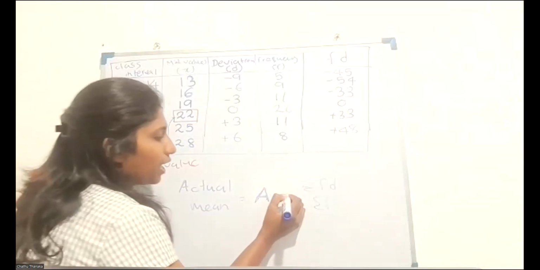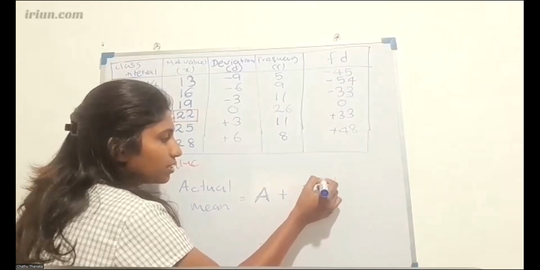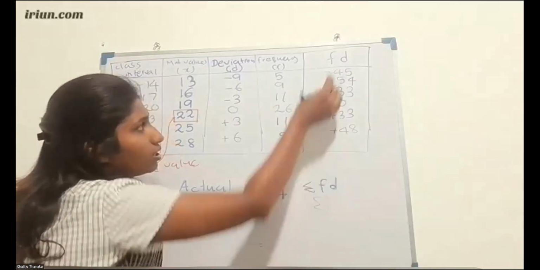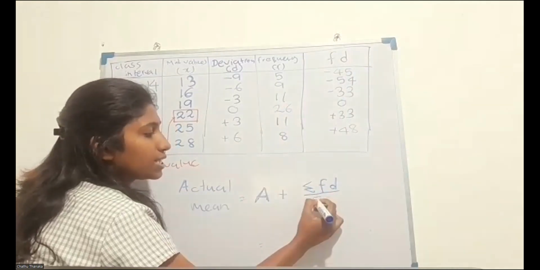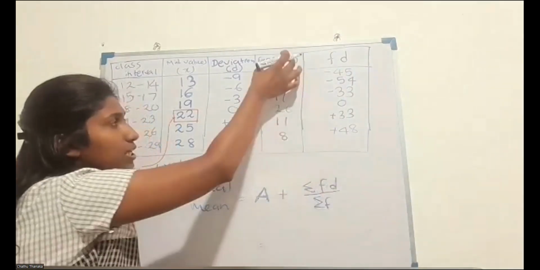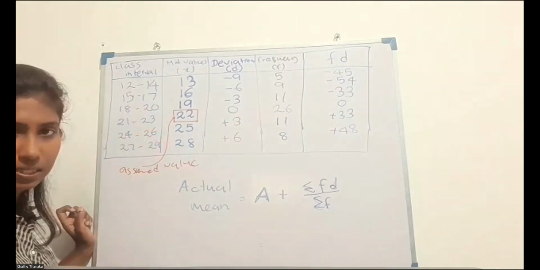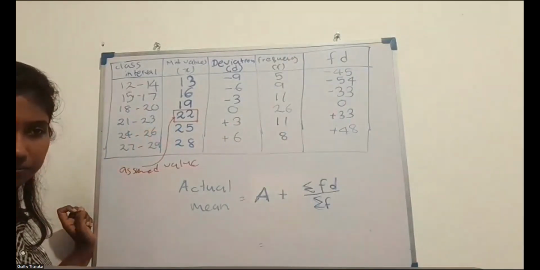Then A plus sigma FD. Sigma FD means the total, the sum of these values. Then it should be divided by sigma F. Sigma F means the sum of this frequency. Can you understand?